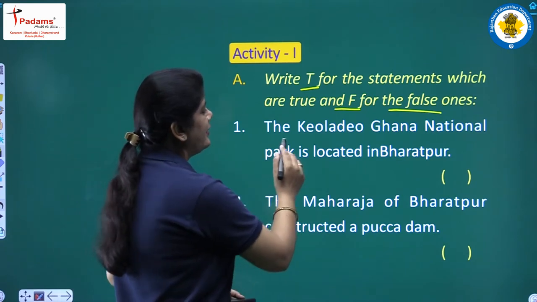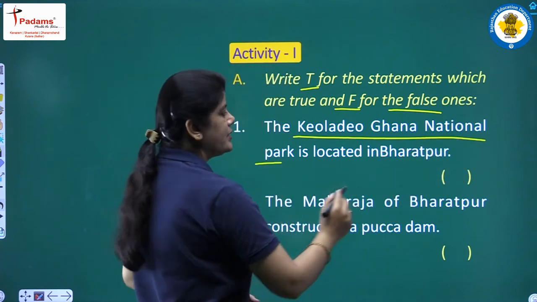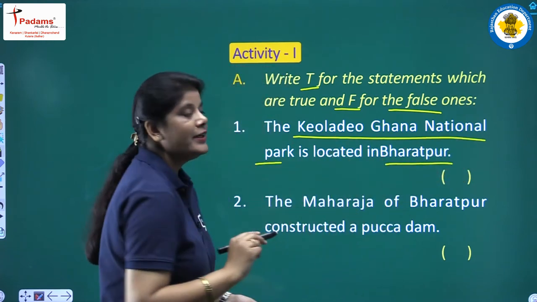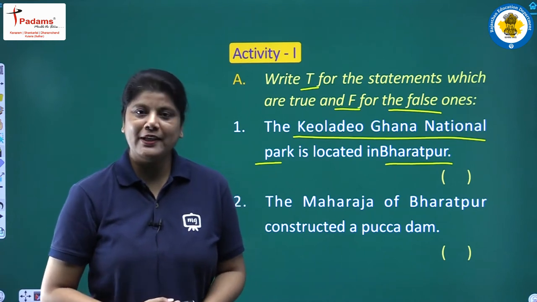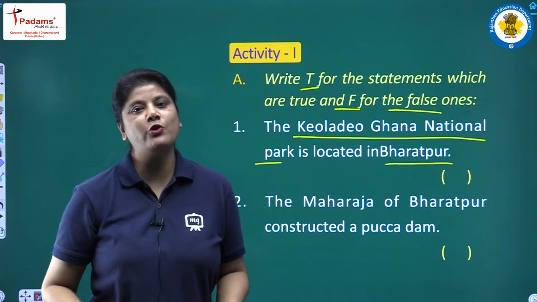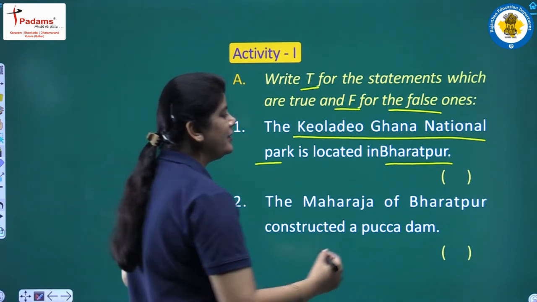First is, the Kailadev Ghana National Park is located in Bharatpur. Kailadev Ghana National Park Bharatpur mein hai. Is it true or false? This is true. So we will write here T.